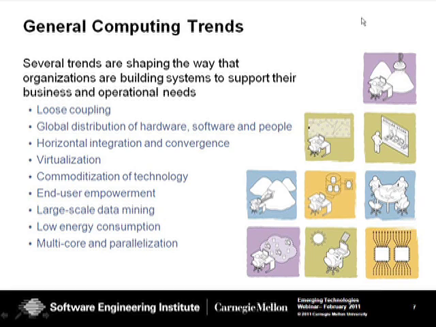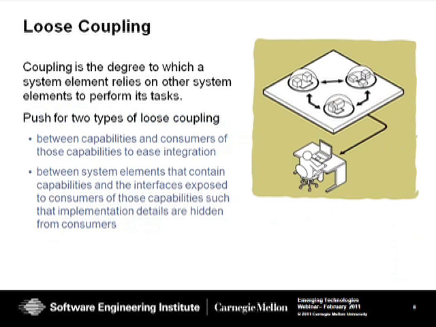There's a slide for each one of these, but in general, it's loose coupling, global distribution of hardware, software, and people, horizontal integration and convergence, virtualization, commoditization of technology, end user empowerment, large-scale data mining, low energy consumption, and multi-core and parallelization. So I'm going to go now to slide 8, where I'm going to start talking about loose coupling.